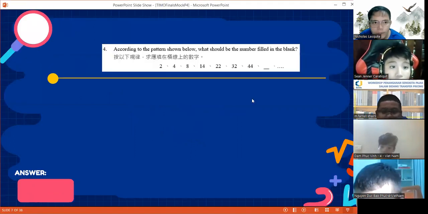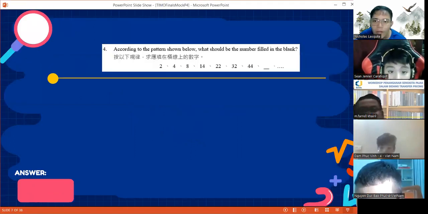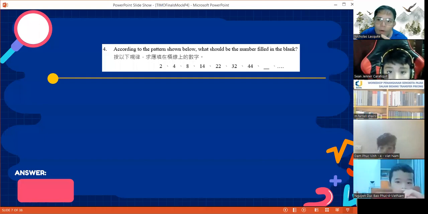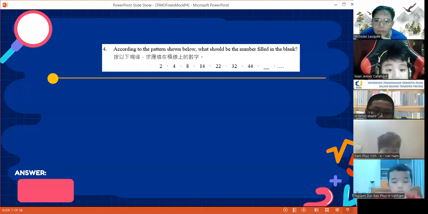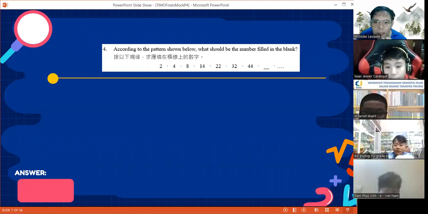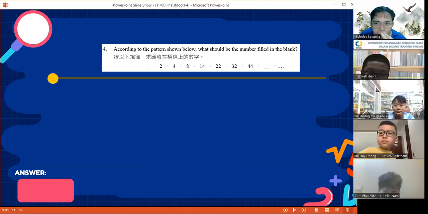Okay, let's have number 4. Okay, this one. According to the pattern shown below, what should be the number filled in the blank? 58. Okay, 58. So let's try to figure out the pattern.